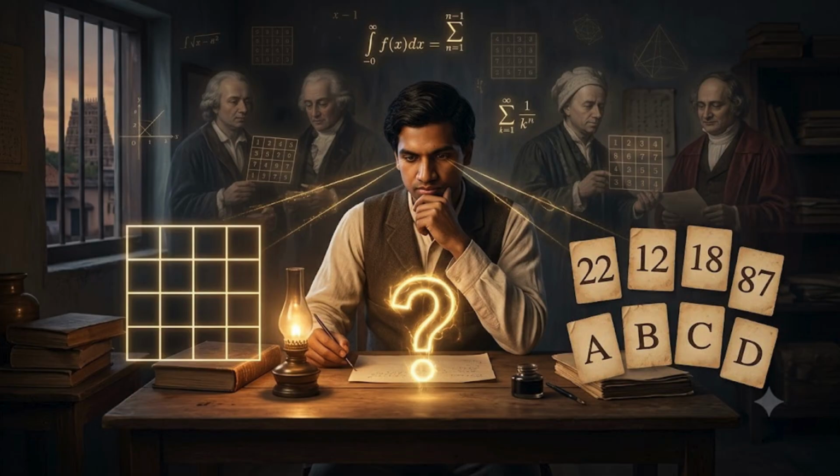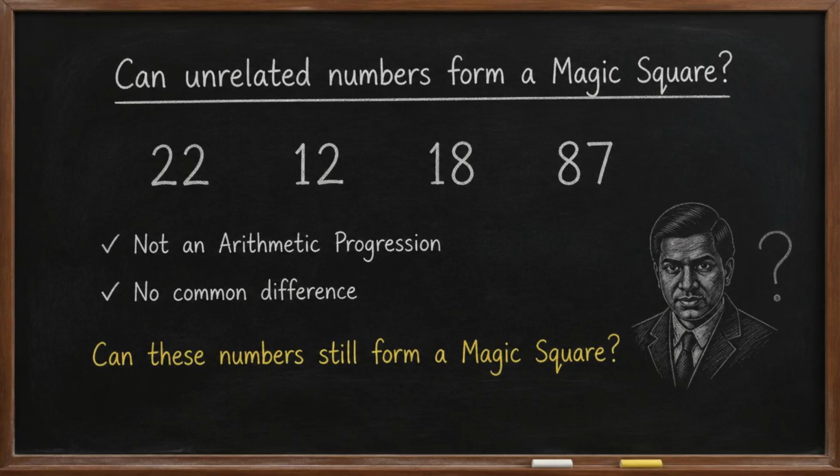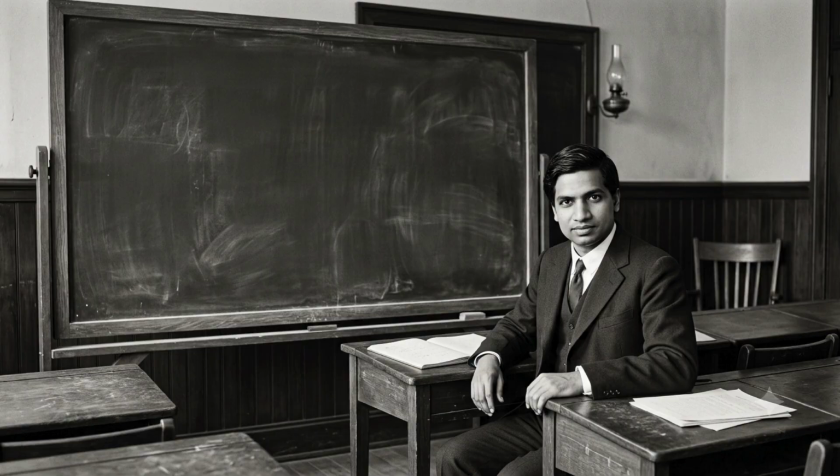Do numbers always need to follow a fixed pattern to create a magic square? For example, look at these numbers. This is not an arithmetic progression. There is no common difference between them. At first glance, it may look impossible to create a magic square using numbers with no obvious pattern. But Ramanujan's 4 by 4 magic square shows us an interesting mathematical idea. Even when numbers do not follow a simple sequence, a carefully designed mathematical arrangement can create balance.